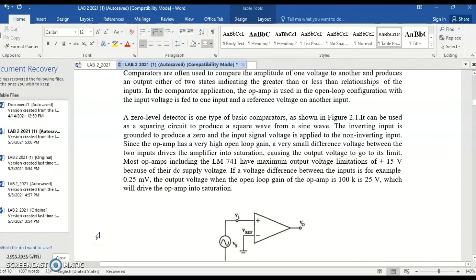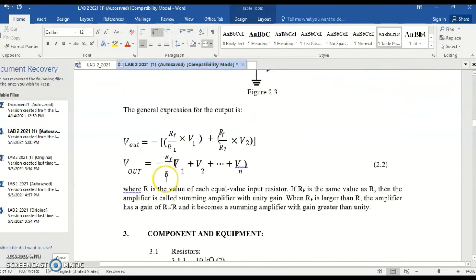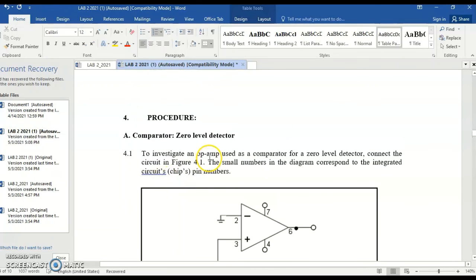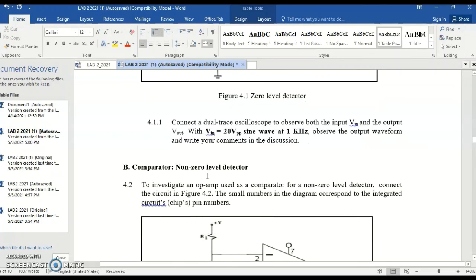After completing this lab, students will be able to demonstrate and investigate a comparator circuit, which has two types, the zero level detector and the non-zero level detector. Students will also be able to demonstrate and investigate a summing amplifier circuit by using Multisim software, and find Vout by using the formula that was given.